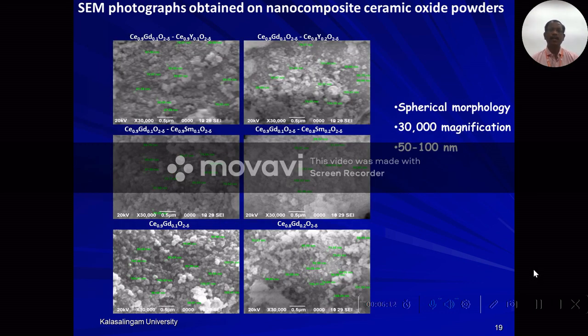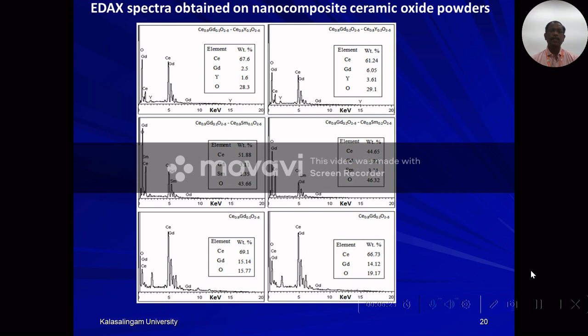Some photographs obtained on nano-composite ceramic oxide powders are shown in this particular slide. The grain size is found to be 50 to 100 nanometer in all the materials. EDAX spectra obtained on nano-composite ceramic oxide powders are shown in this particular slide, and we have got the respective atomic weight of elements in all the materials.